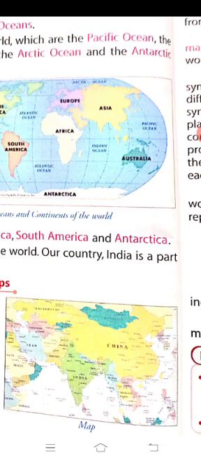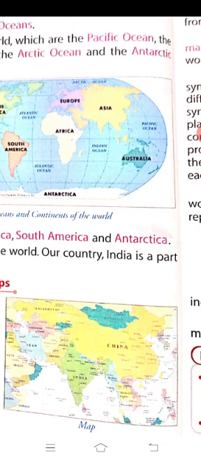And after that we discussed the continents also. The biggest land bodies are known as continents. And there are 7 continents. Oceans are 5 and continents are 7: Asia, Africa, Europe, Australia, North America, South America, Antarctica.